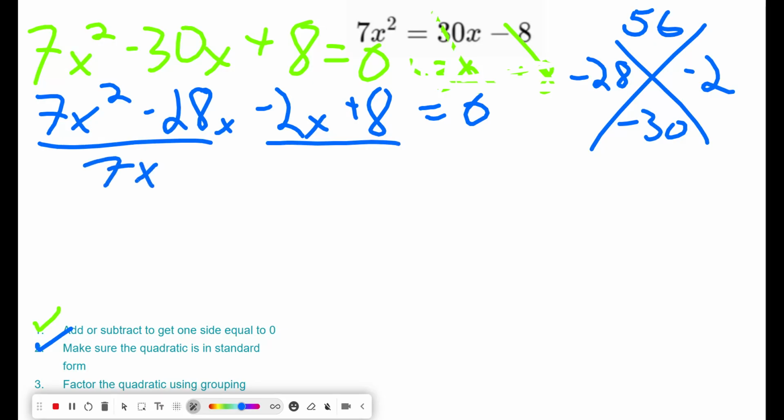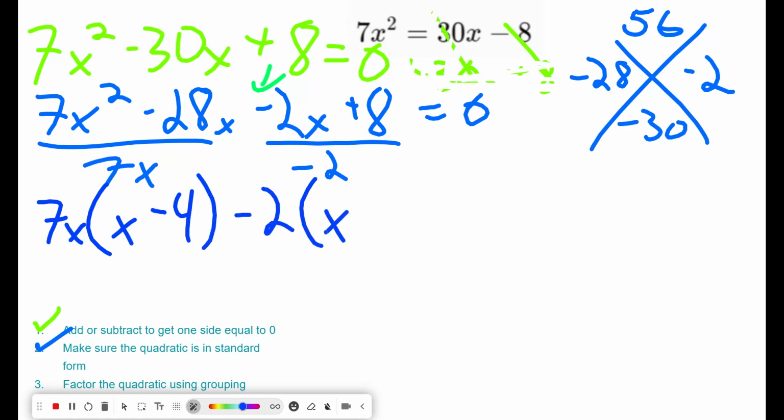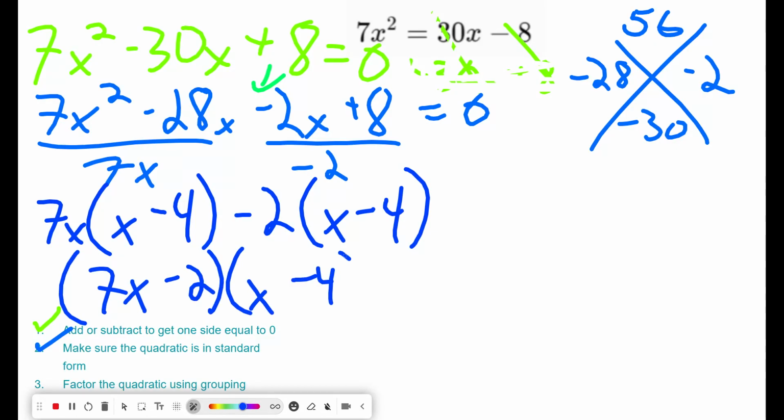For the grouping part, this has 7x in common. This has negative 2. We want to keep whatever that term is here. If it's positive, if it's negative, we're going to match that. And here we've got 7x times x minus 4 minus 2 times x minus 4. 7x minus 2 times x minus 4 equals 0. We've done something right. Now we can set each factor to 0, and we can press on.